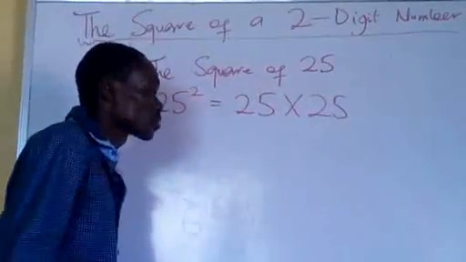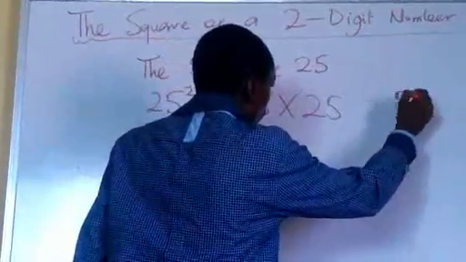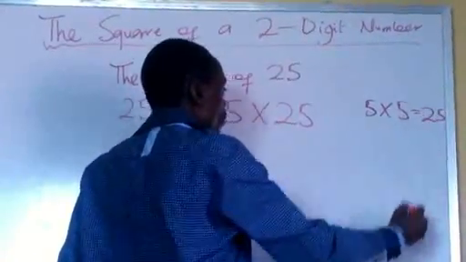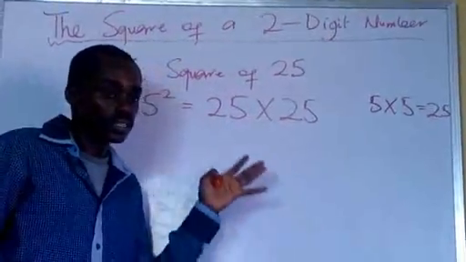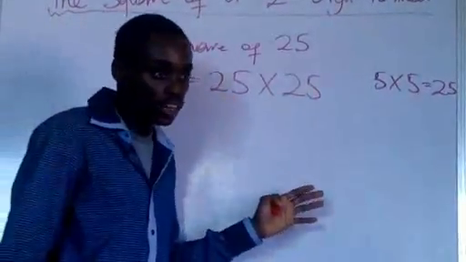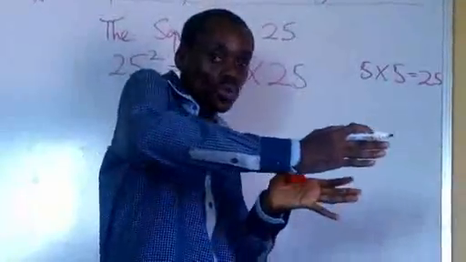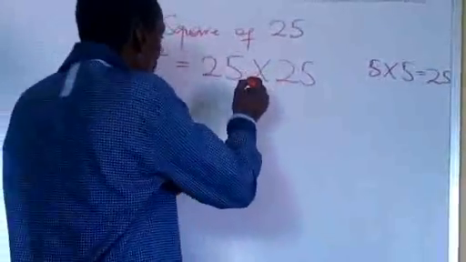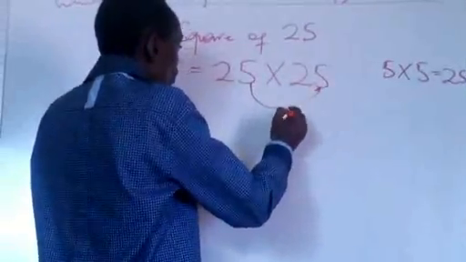Now, 5 times 5 is 25. The idea we're going to use is based on the fact that the square of any number that ends in 5, at the end you will always have 25. So what we do is that 5 times 5 is what? 25.